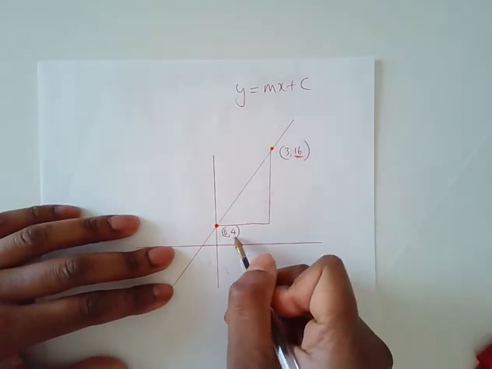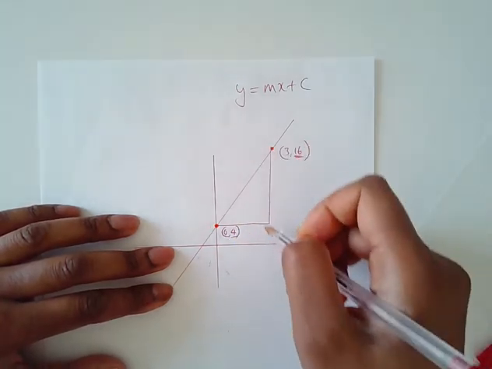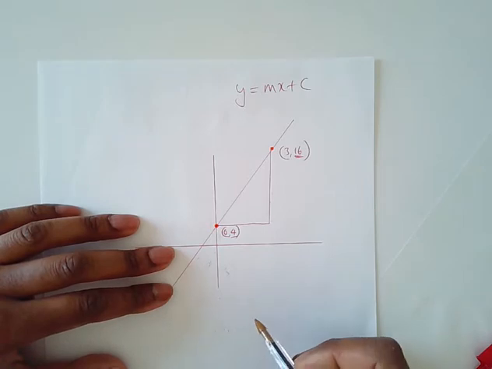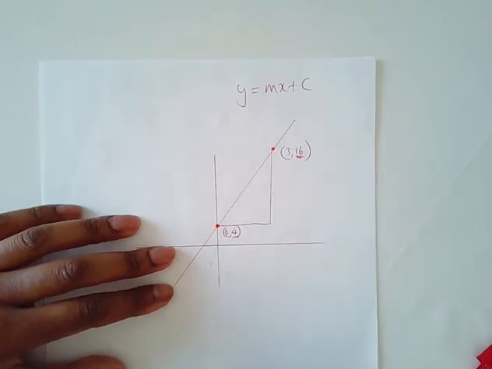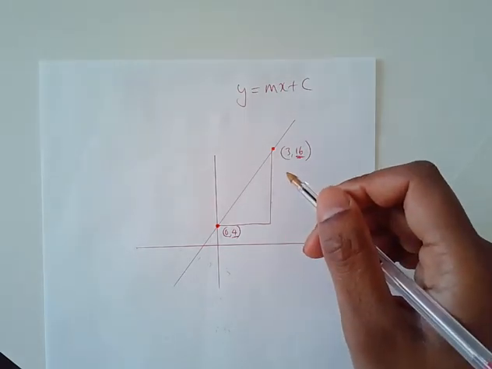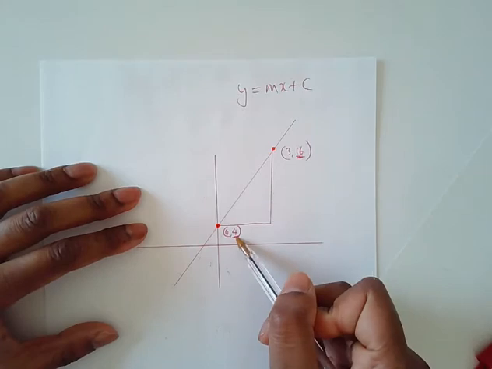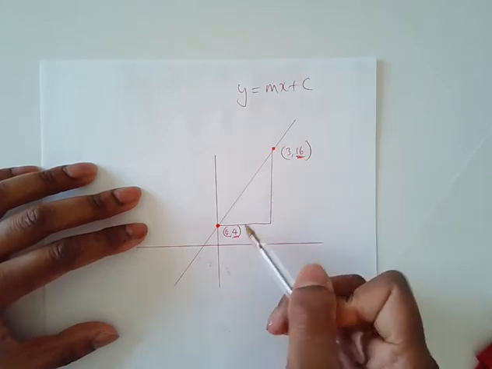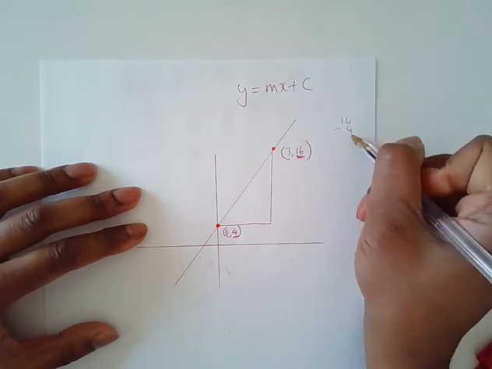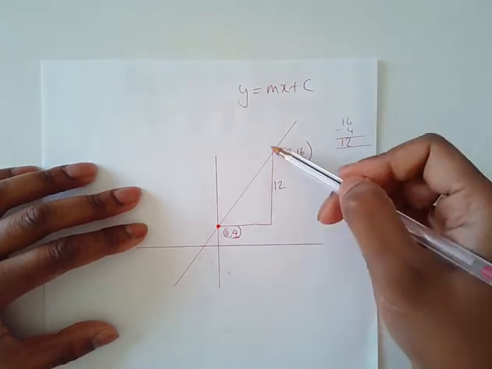Look at the last two numbers. Those last two numbers represent how many up the stairs it is. Those are the y values, the y coordinates, and the y values represent how many up the stairs the coordinates are. So this is 16 and this is 4. The difference between 16 and 4, 16 take away 4, leaves you with 12. So there's a gap of 12 there.